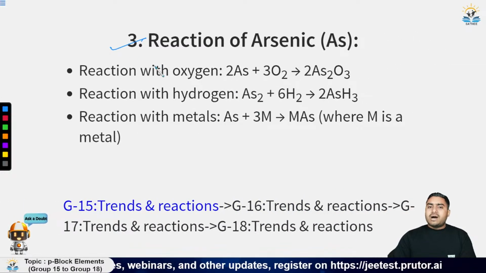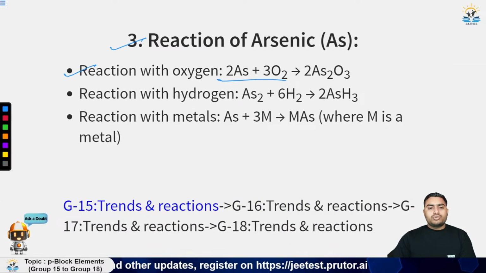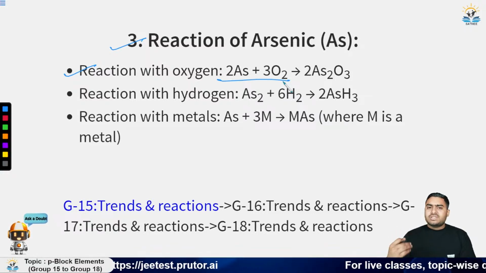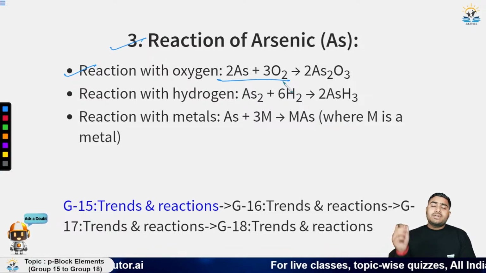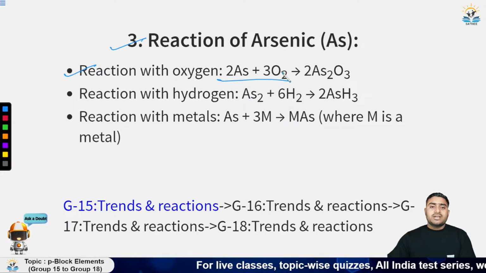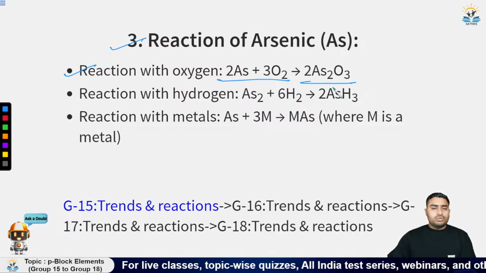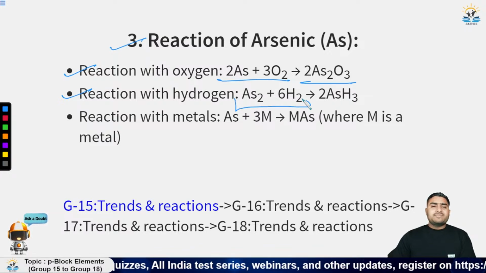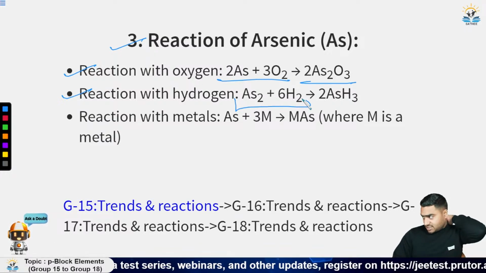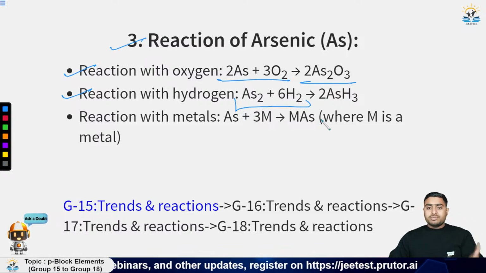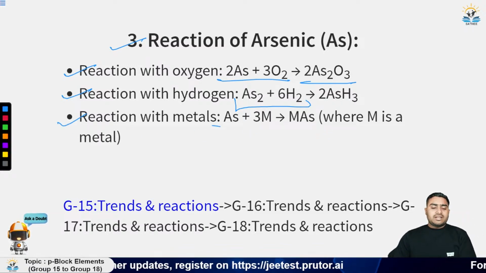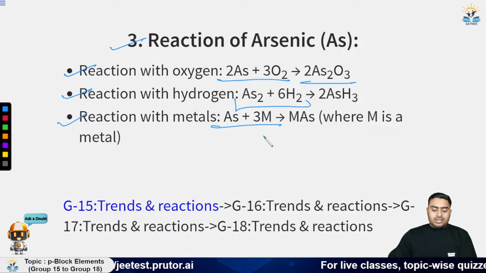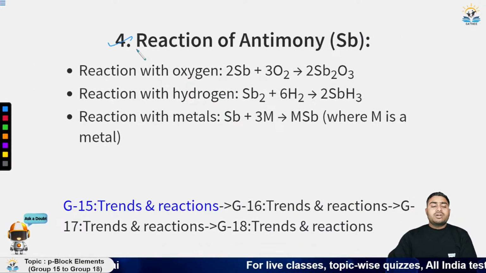Next, reaction of arsenic. Same reaction with oxygen. Whenever nitrogen, phosphorus, arsenic react with oxygen, they will form their respective oxides. So 4As plus 3O2 gives 2As2O3, arsenic oxide. Similarly, reaction with hydrogen, they will form their respective hydride. So 2As plus 3H2 gives 2AsH3. Reaction with metals: As plus 3M gives M3As, where M is a metal.